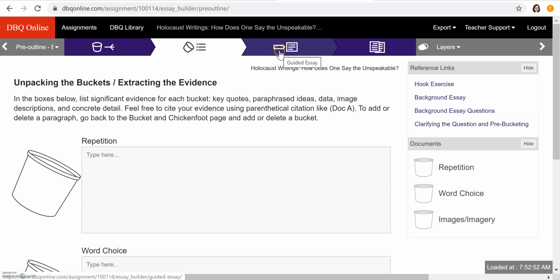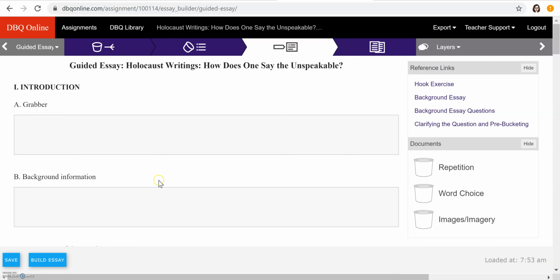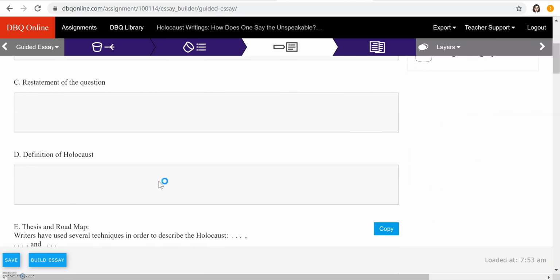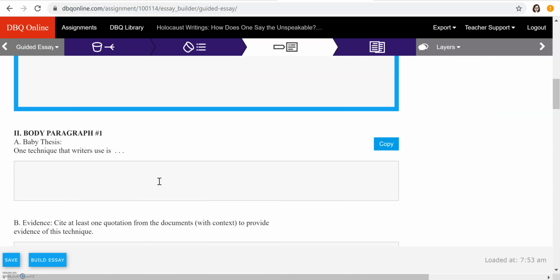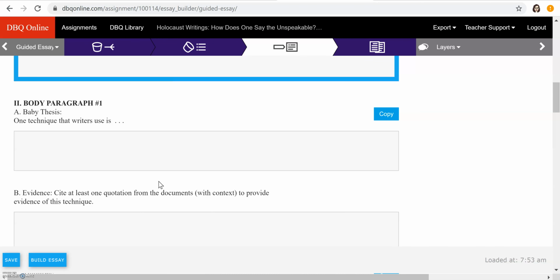What you're doing this week, you've already written your introduction. You are going to write your body paragraphs. Now, some of the language that I'm going to use is a little bit different, so I just want to make sure that you are aware of what the differences are.